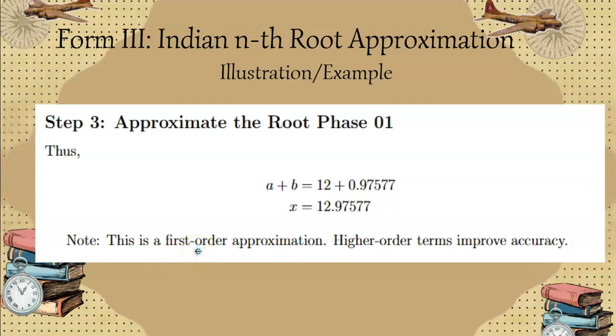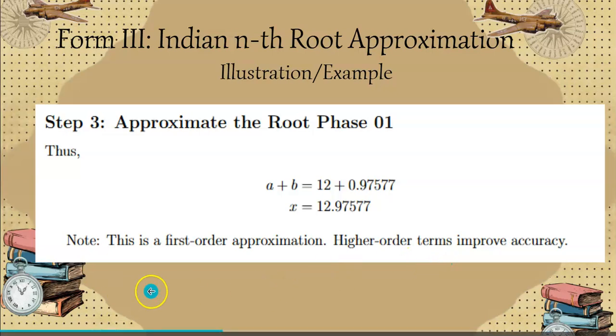Alright, so we now add a plus b to obtain a good approximation of the fifth root of 350,000. So a plus b is equal to 12 plus 0.97577. So the root is 12.97577. So take note, this is a first order approximation. Higher order terms improve accuracy.